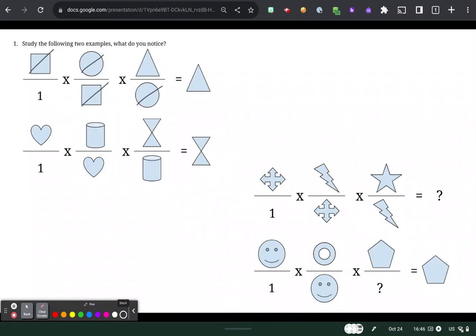Same thing in the next one. I've got a heart here, and then the heart's gone. A cylinder here, cylinder gone. The double triangles there never got crossed out, so that's what I ended up with. So then take a look at the lower right and see if you can predict what symbol would be in the space of the question mark.